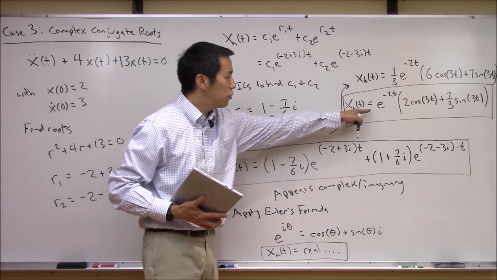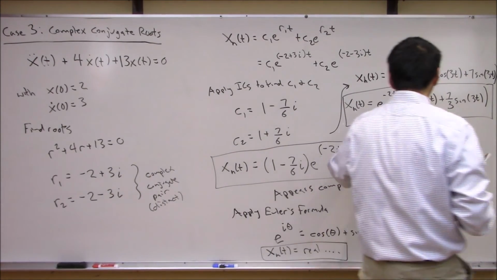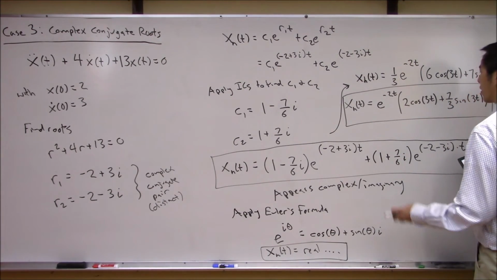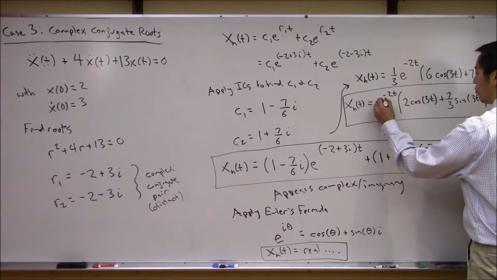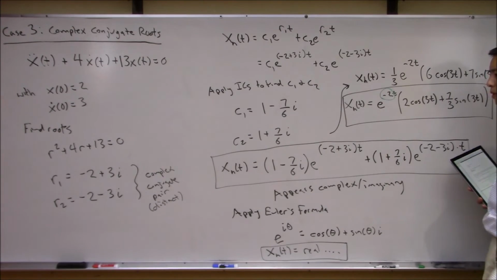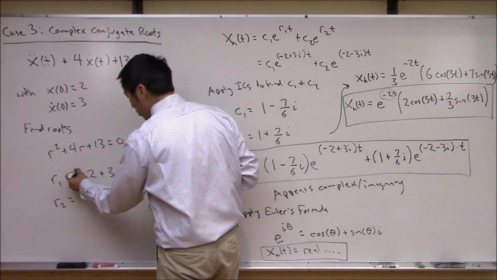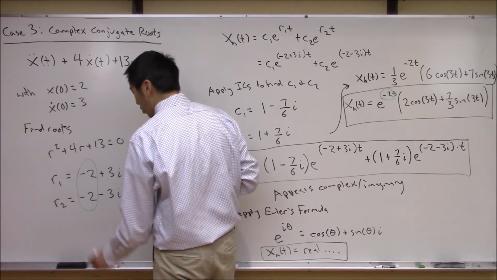If you look at this solution, what are some of these numbers that look familiar? Let me circle some of these, like for example this negative 2. Where did this come from? Well, if you look at the root, you see that this is the real portion of the root.